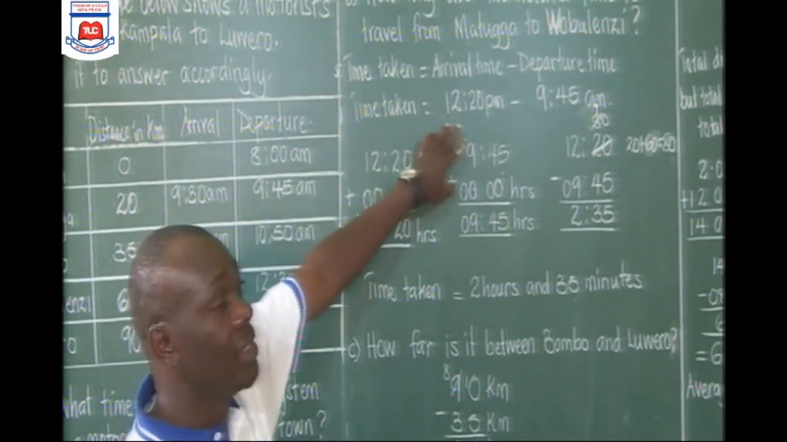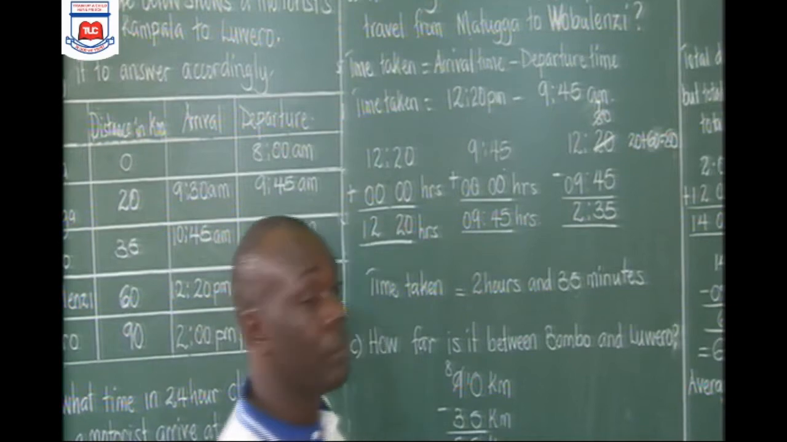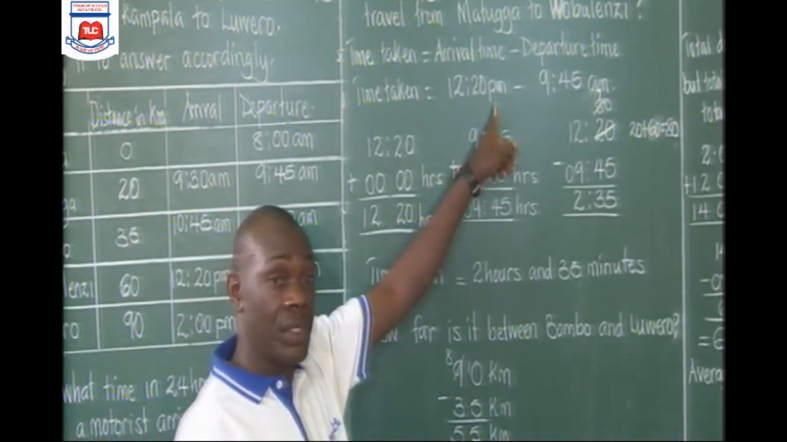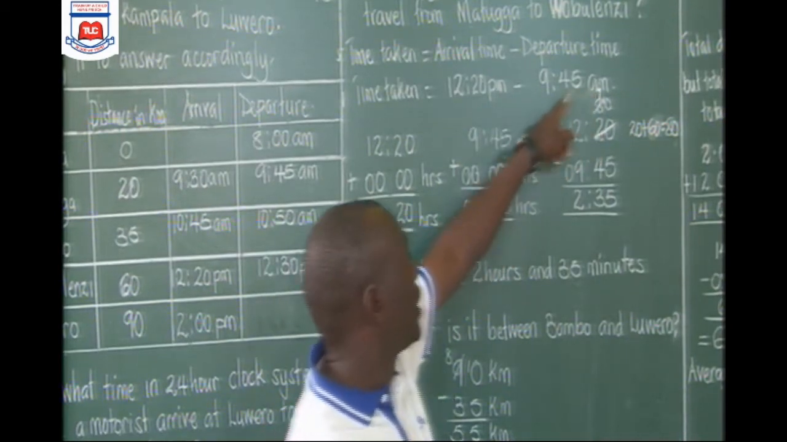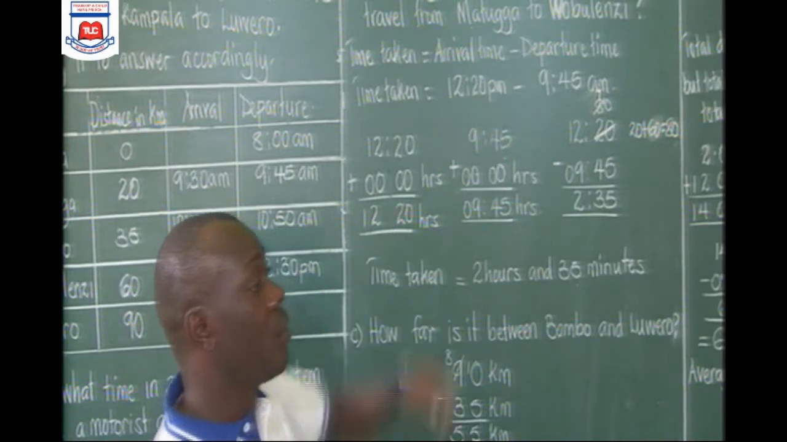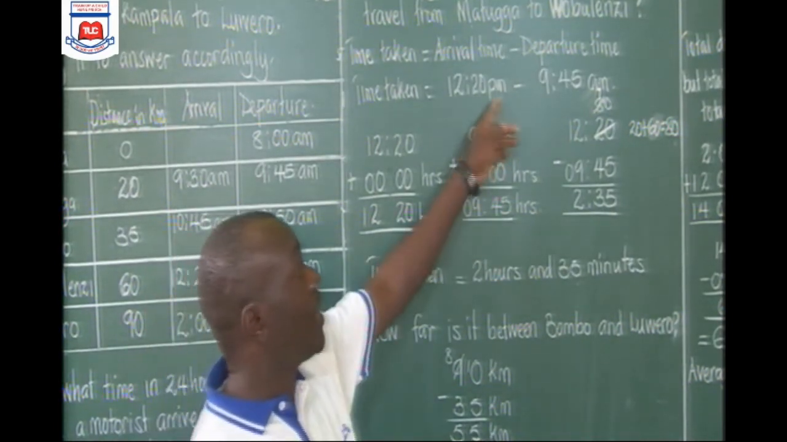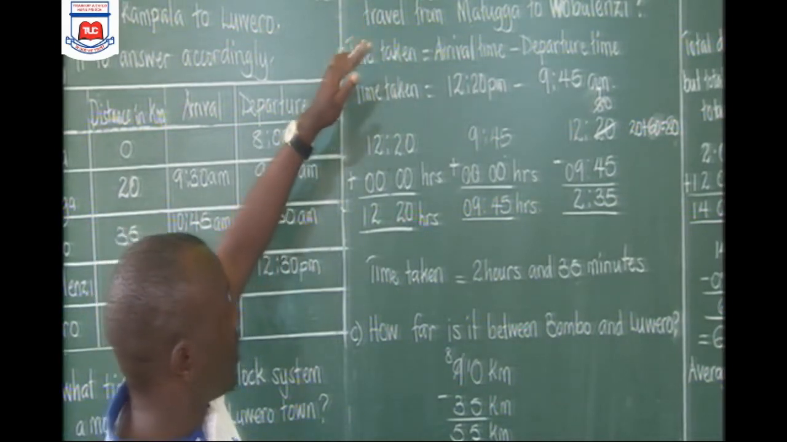And say time taken equals 12:20 p.m. minus 9:45 a.m. Look at the 2 units we've got, p.m. and a.m. Hence, you must never just proceed. That one calls for converting each of them to a 24-hour clock system, so that I've got the same units.